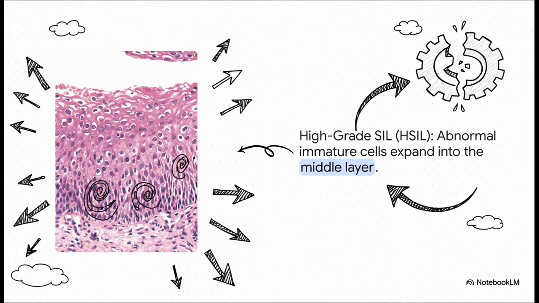But sometimes the damage gets worse. This is a high-grade lesion, or HSIL. Now you can clearly see the abnormal cells are not just at the bottom layer anymore. They have started to expand upwards into the middle of the tissue. This is a much more serious sign that the cell's growth controls are broken.